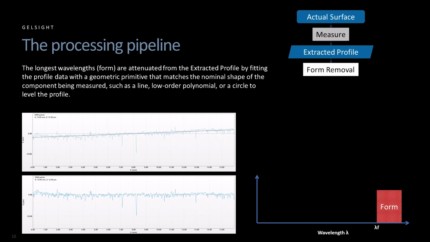On this slide, I'm attempting to show that a best fit line has been fit through the profile data in order to level it. The top chart shows an extracted profile with the line that has been calculated, and the bottom chart shows the leveled profile data relative to that line fit. The wavelength spectrum in the lower right corner of the slide shows that the longest wavelengths, the form, have now been attenuated or removed.